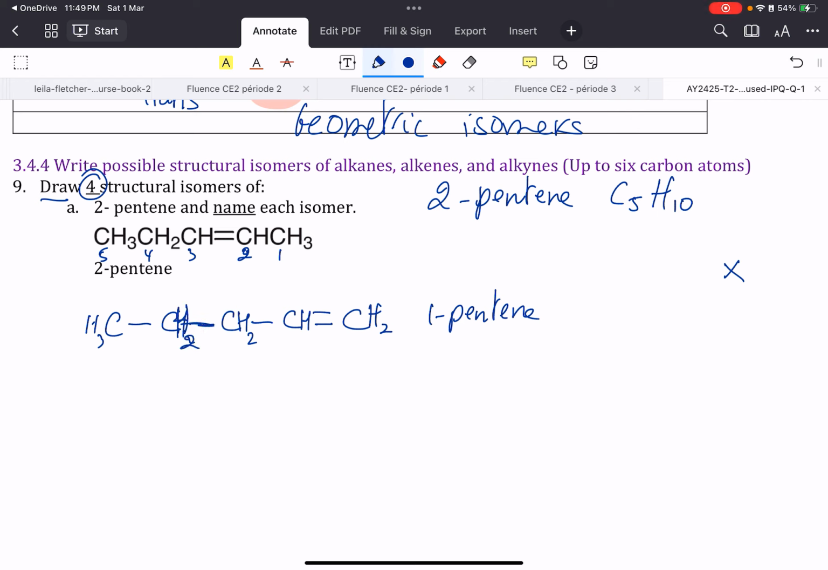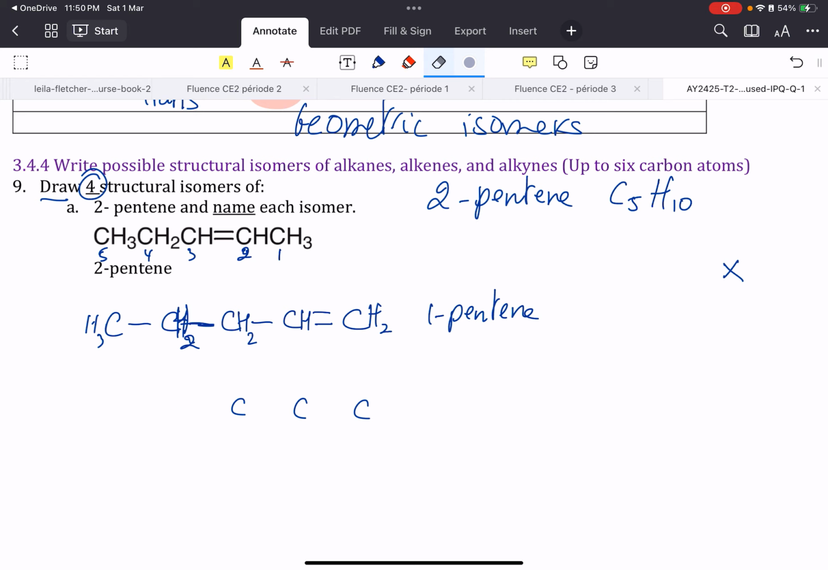Another isomer, instead of having 1-pentene and 2-pentene, let me try the 3-pentene. But is the 3-pentene correct? You will see when I draw it. So what if we put the double bond on the third? 1, 2, 3. In this case, this is not 3-pentene, because when I count the carbons, I will start from the side that is closer to the double bond. So it is 1, 2. So there is no 3-pentene.